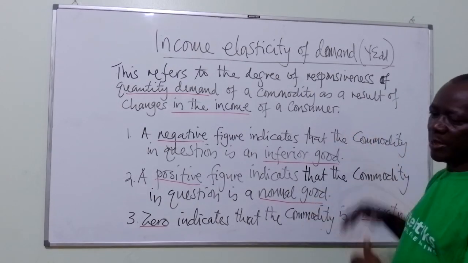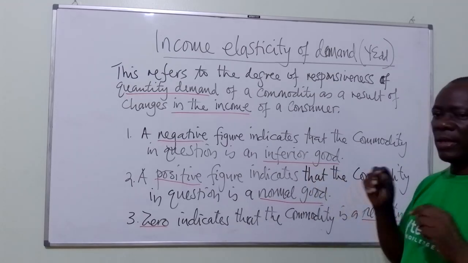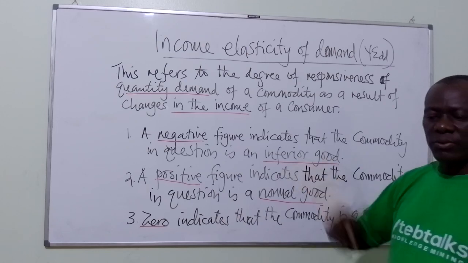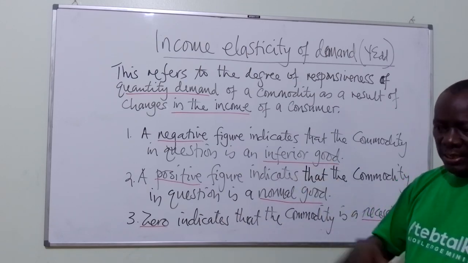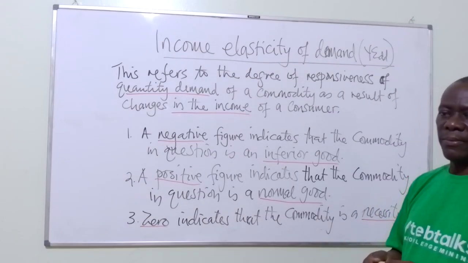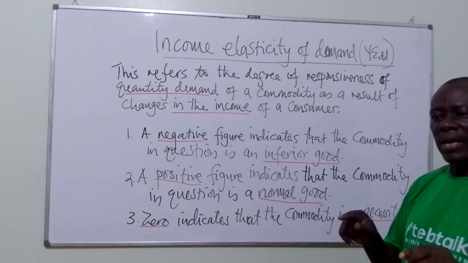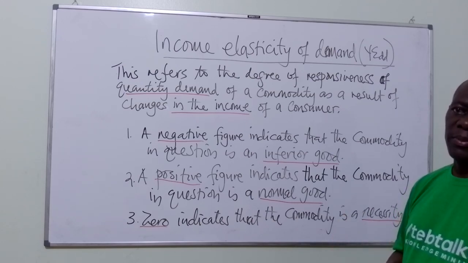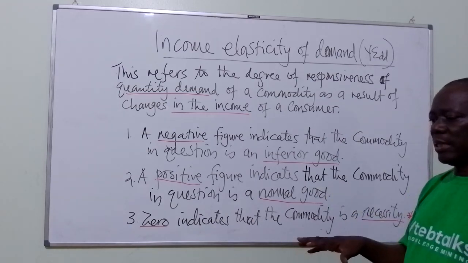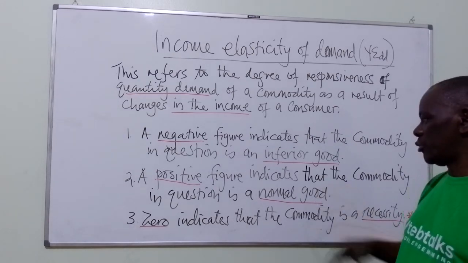And in this aspect, we looked at it when we were looking at the factors that determine demand. An inferior good is a good whose demand reduces as one's income increases. Just take any commodity you are consuming. If by increasing your income, the demand for it goes down, for that purpose, it is an inferior good. The moment you see that the response is negative, you know it is an inferior good.